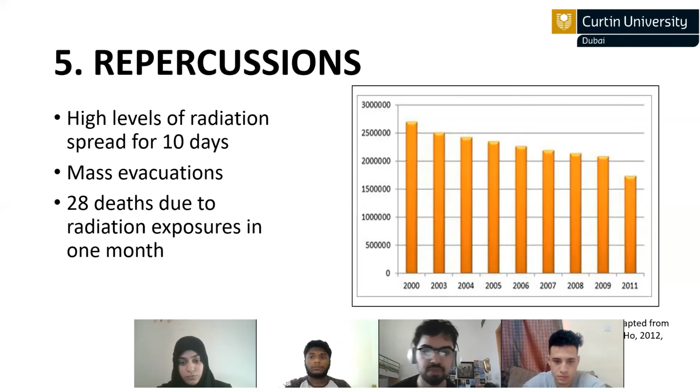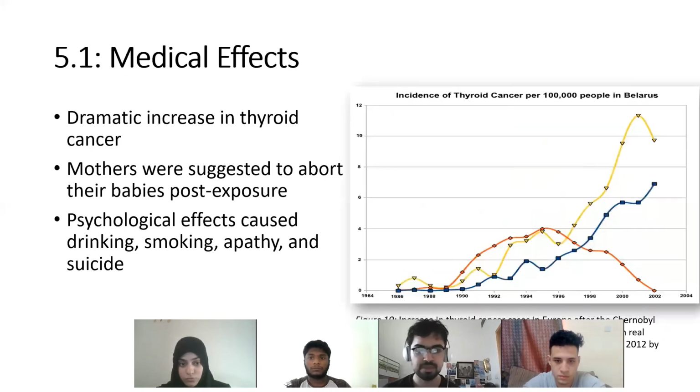As can be seen from the chart here, every year the radiation deaths and deaths caused by the Chernobyl explosion are at a level higher than 150,000, ranging from 250,000 per year to 160,000 deaths per year in 2011. Right?